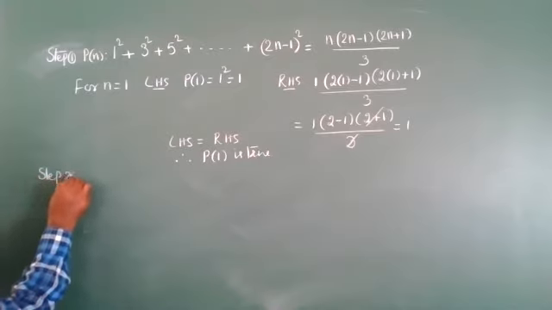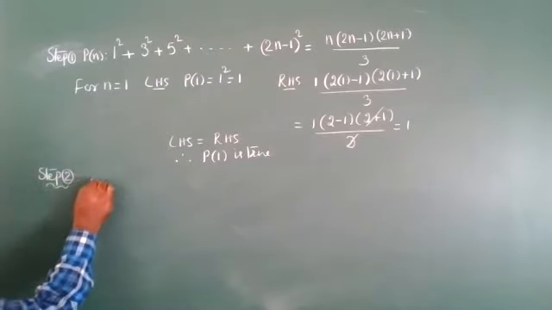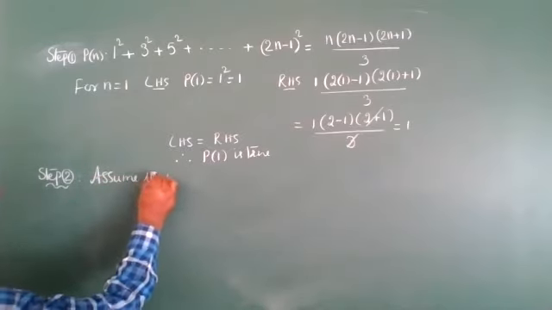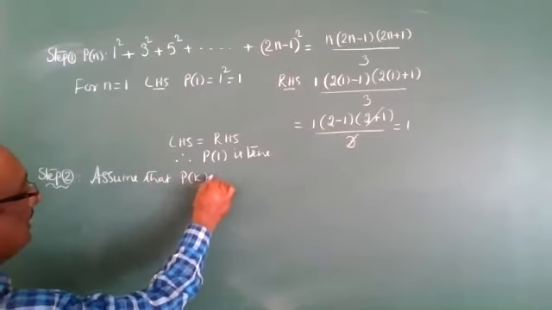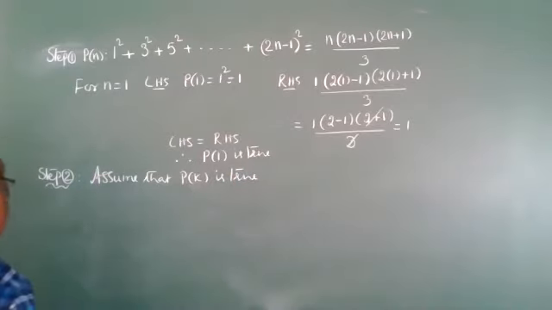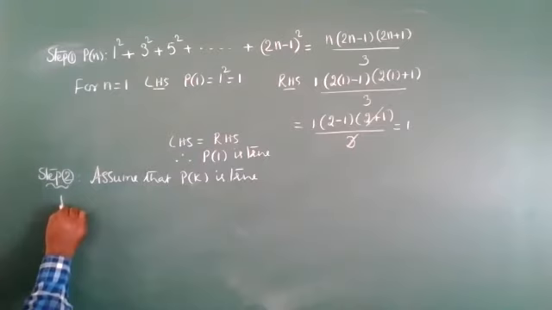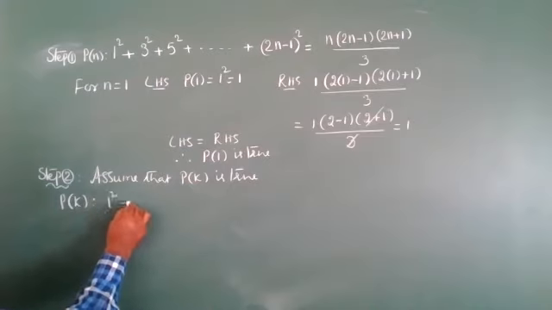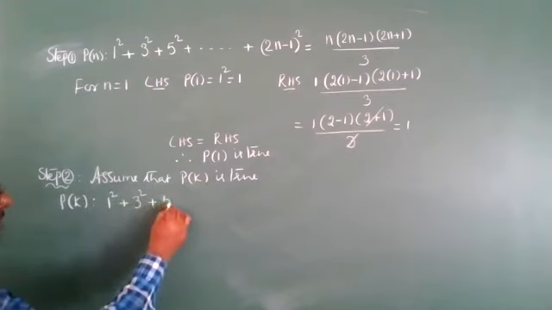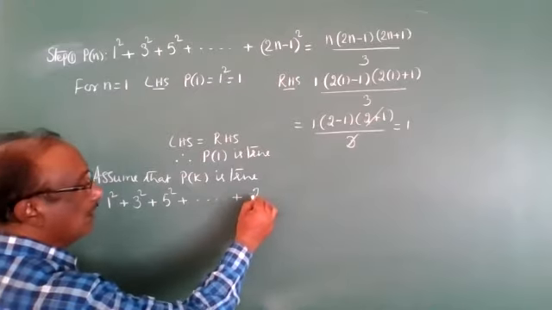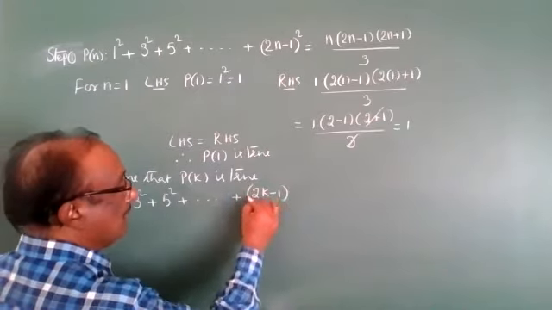Step 2. Assume that principle of k numbers is true. K is one of the numbers. Principle of k numbers is true. Write down: principle of k numbers means sum of the k numbers. One number square. First two numbers square, 1 square, 3 square. First three numbers square, 1 square, 3 square, 5 square. Up to k numbers square is 2k minus 1 square.